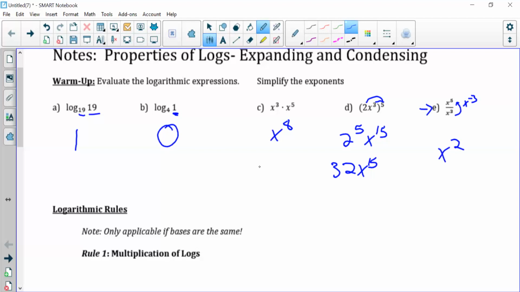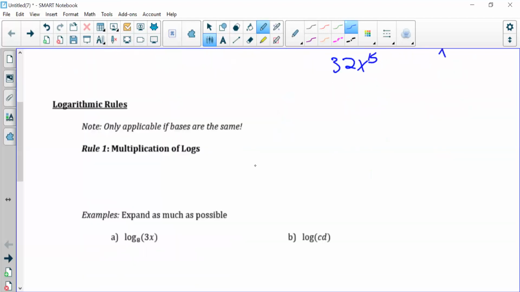Okay, now let's look at our logarithmic rules. Please pay super duper attention right here. These only work if the bases are the same. Remember, bases are that little number. The log right here, base what of what? The log base b of y equals x. So these only work if the bases are the same.